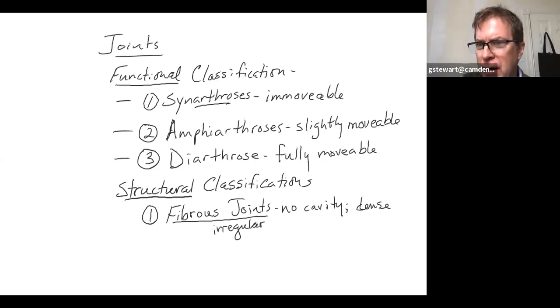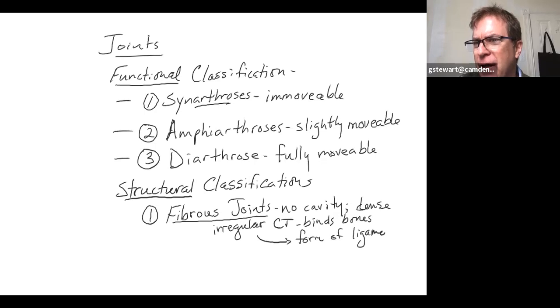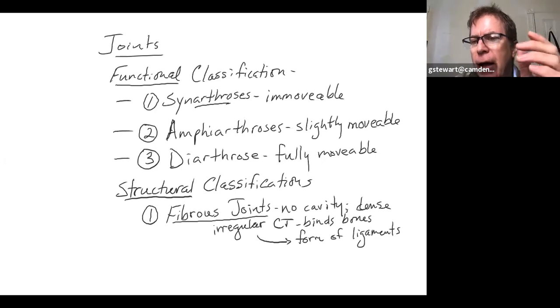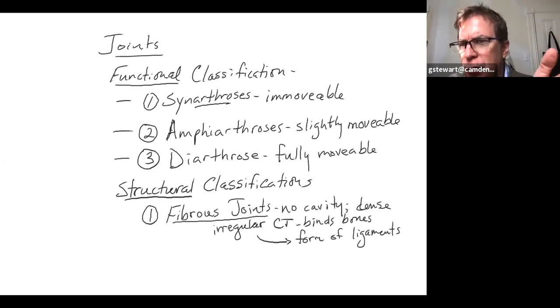I'm just going to write dense irregular CT is what binds the bones. Now, this dense irregular CT is sometimes in the form of ligaments. So there's dense regular connective tissue as well. Technically, there's both dense irregular and dense regular. But this describes it: no cavity, and there's thick fibrous dense connective tissue that connects the bones together.